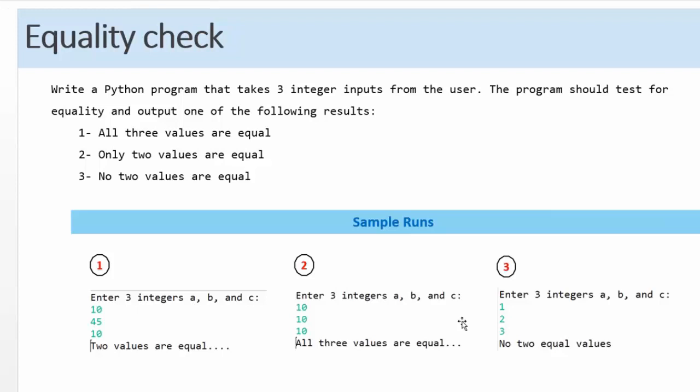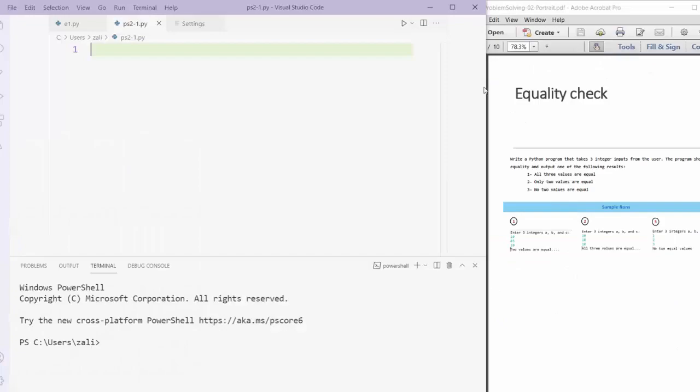So the question: enter 3 integers, tell us whether they are all equal or only 2 are equal or none of them is equal to any other value. So the user needs to enter 3 integers and then we do the check. In our program, we need 3 integers input from the user.